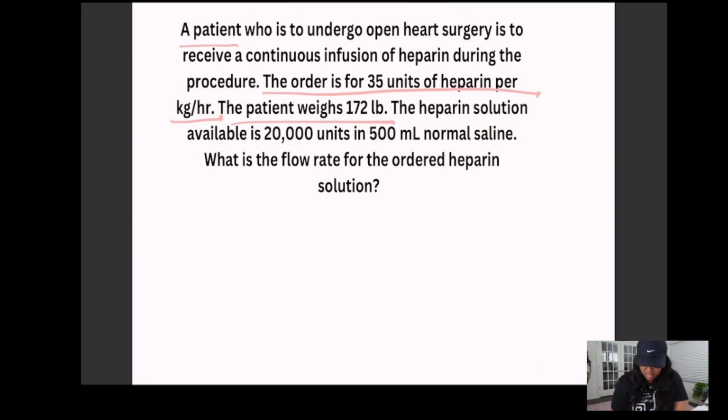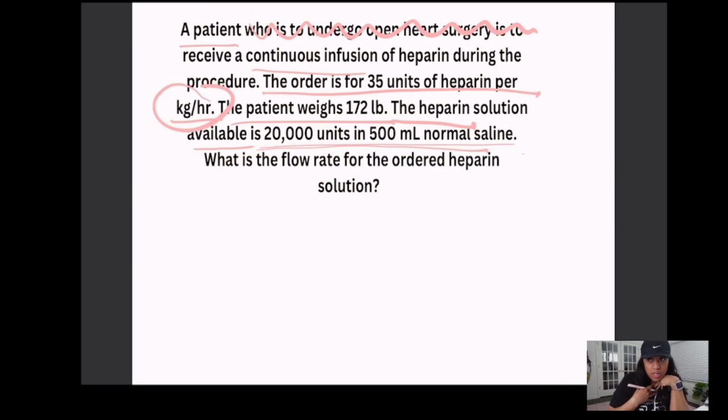All right, then we need to know what the drug is, the heparin. How does it come? The heparin is available in this many units and this many milliliters. So now we need to know what the flow rate is. That's what it's asking. This is telling you that it's going to be a continuous infusion, so it's just going to keep going. It's going to be an IV.